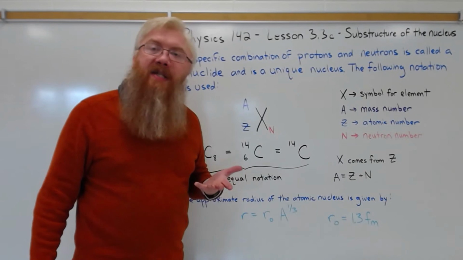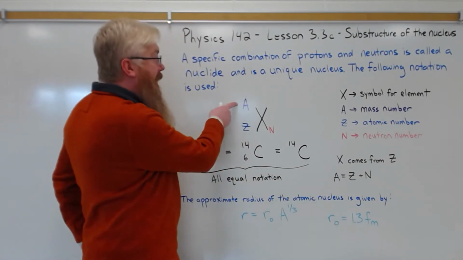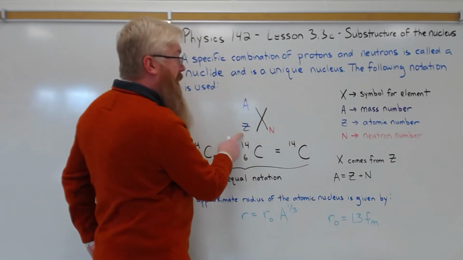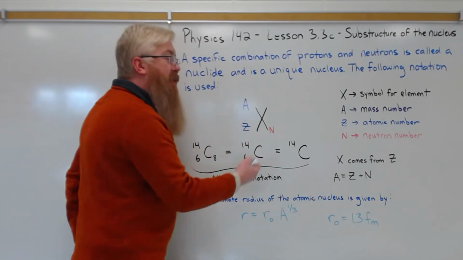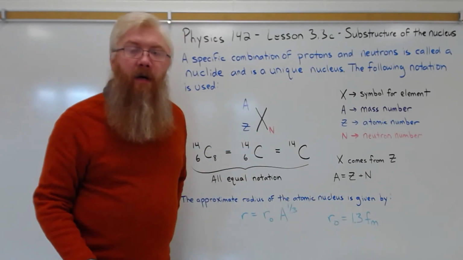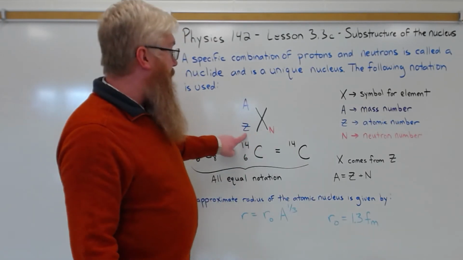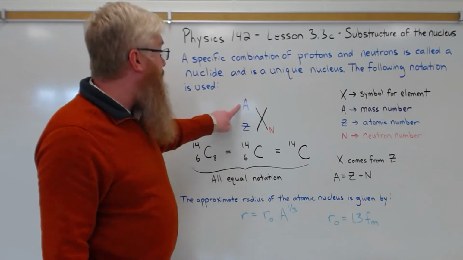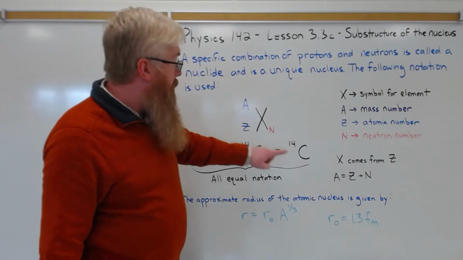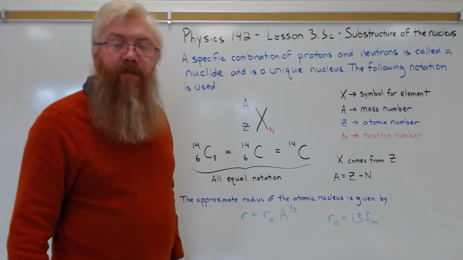So some of this is redundant as well. If you know A, which is the mass number, and you know what the element is, you can figure out how many neutrons there are. Or if you know the number of neutrons and the number of protons, you can just add those two things together to get the atomic mass.